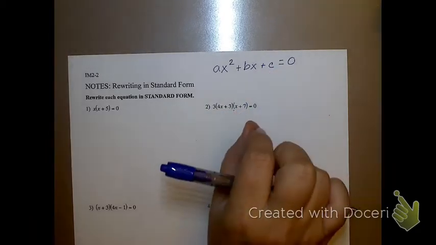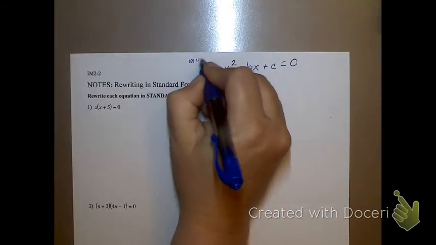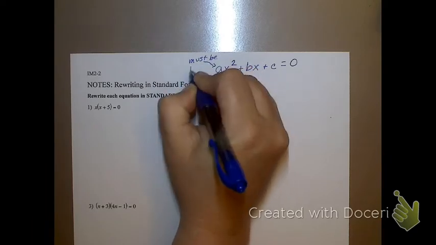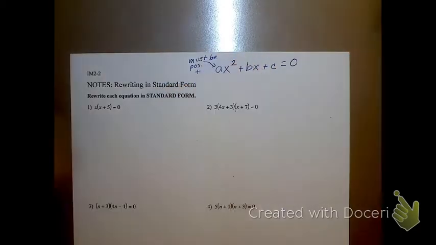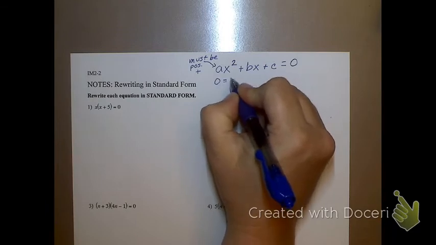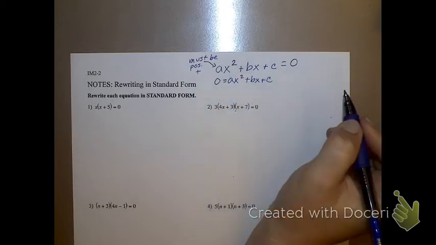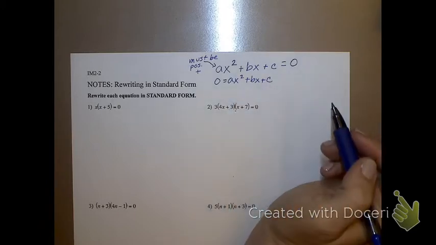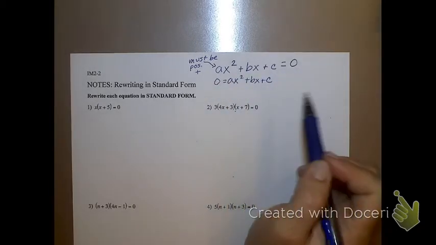My other requirement is A must be positive. Now, in all fairness, in order to make A positive, I could also have it in this form. I could have the equals 0 on the other side, and it still means the same thing. But whenever possible, we want ax squared plus bx plus c equals 0.